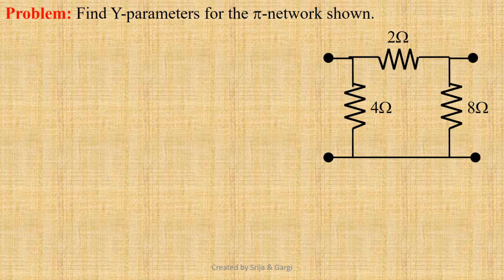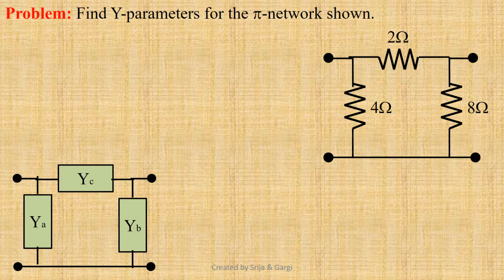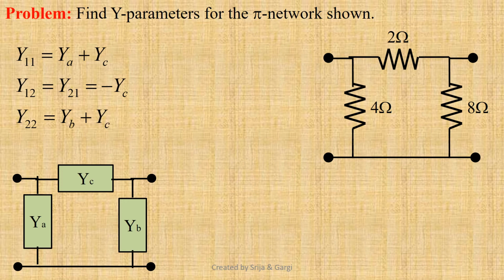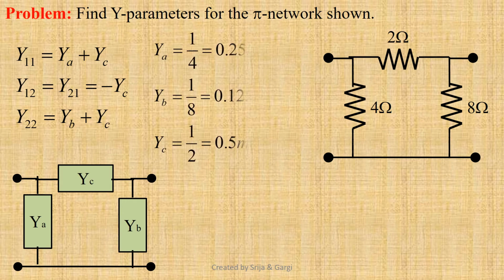Now let us determine the Y parameters for the resistive pi network shown. We know for a generalized pi network comprising of YA, YB, YC, Y11 equals YA plus YC, Y12 equals Y21 equals minus YC, Y22 equals YB plus YC. By comparing these two networks, we observe YA equals 1 by 4, that is 0.25 mho, YB equals 1 upon 8, that is equal to 0.125 mho, YC equals 1 upon 2, that is 0.5 mho.